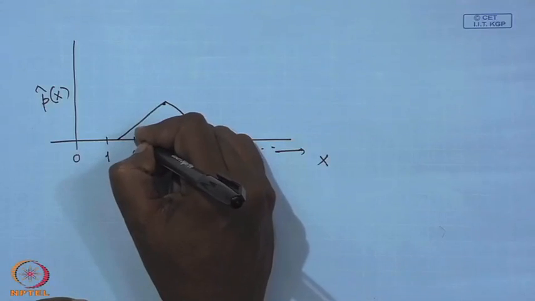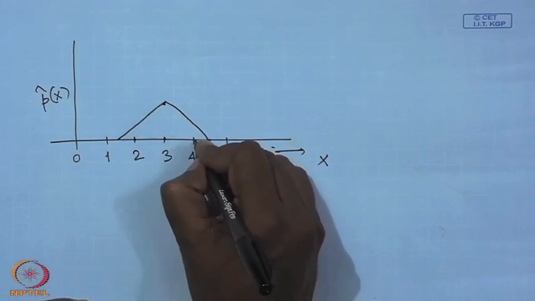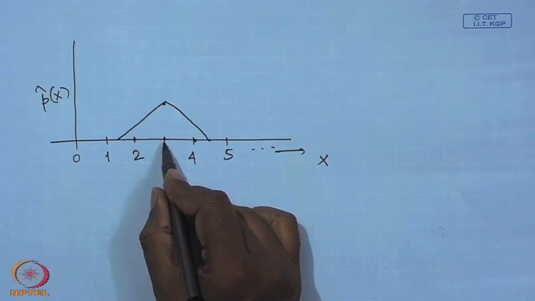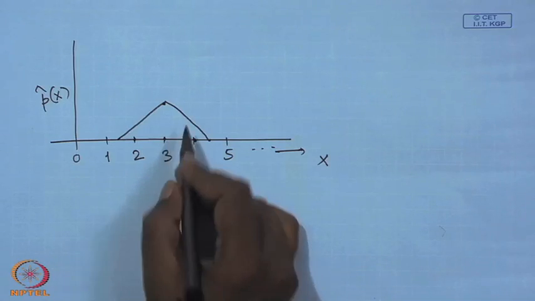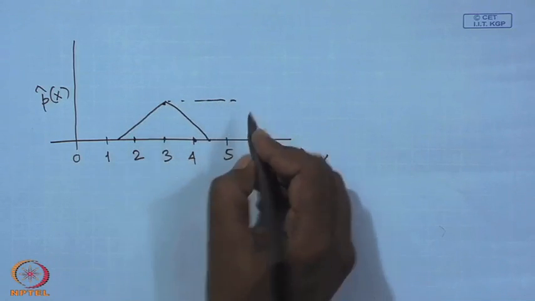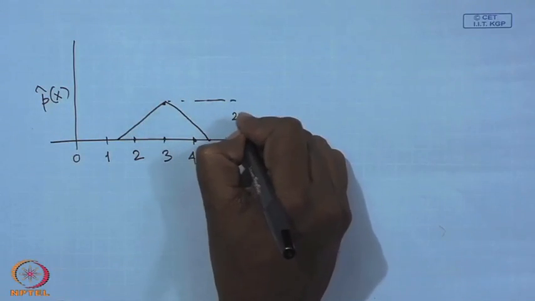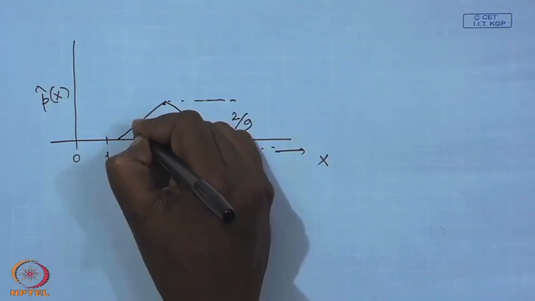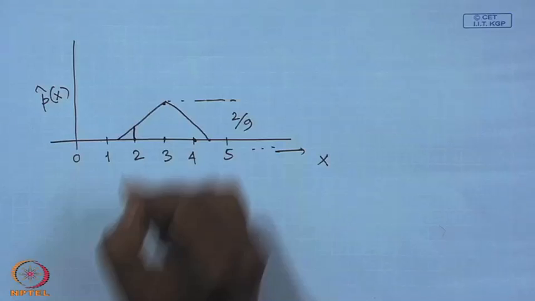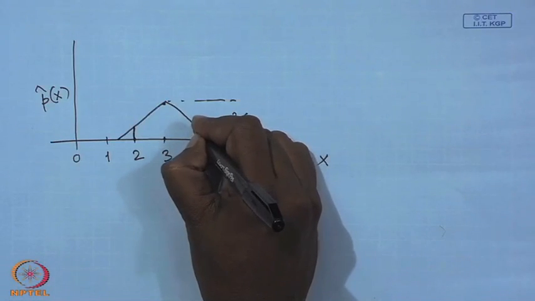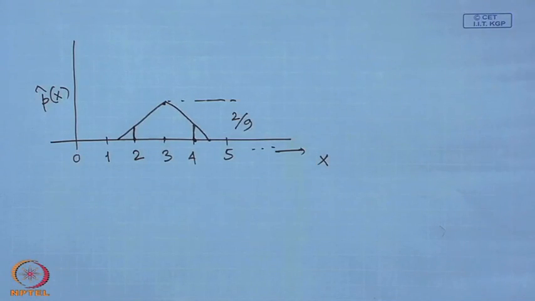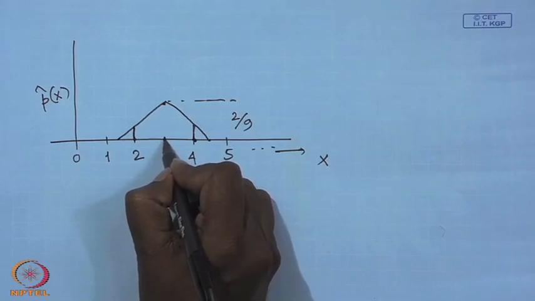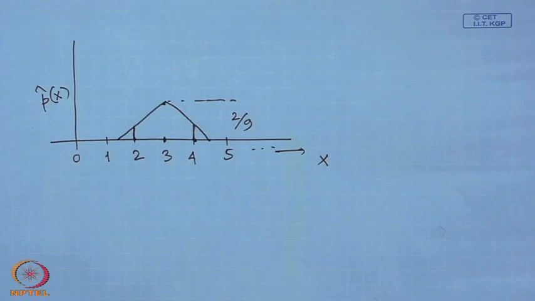So, here at location 2 I had one sample, at location 4 I also had one sample, but I did not have any sample at location 3. The height of this window, as we computed, was 2 by 9. I have one sample over here, so I have to compute what this height is. I had one sample over here too, so I have to compute this height. And the sum of these two heights is the estimated probability at location x equal to 3.